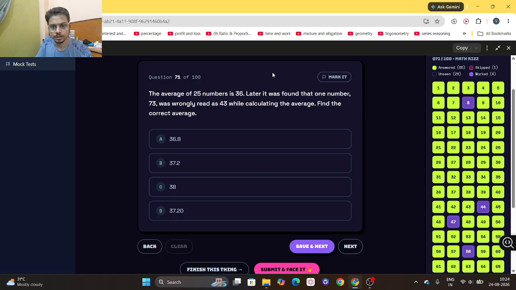The sum is 900. Later it was found that one number 73 was wrongly read as 43. So 900 minus 43 is 857, plus 73 is 930. 930 upon 25 is 37.2.